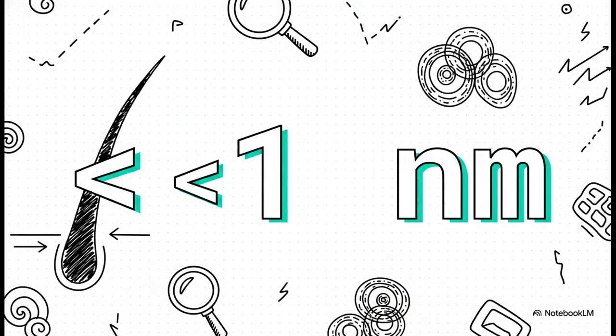But before we get into the actual machine, just think about this number for a second. Less than 1 nanometer. To put that crazy scale into perspective, a single strand of your hair is about 80,000 to 100,000 nanometers wide. Think about that. Today, we're exploring a piece of tech that resolves features smaller than 1 single nanometer. That mind-blowing resolution limit entirely rewrites how we understand the materials all around us.